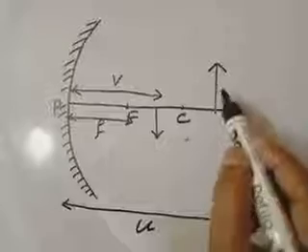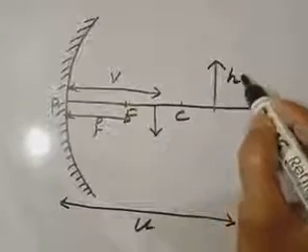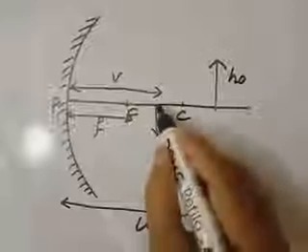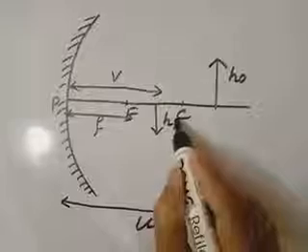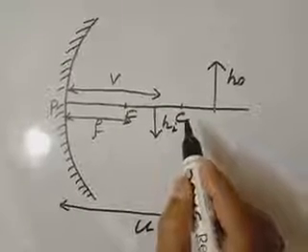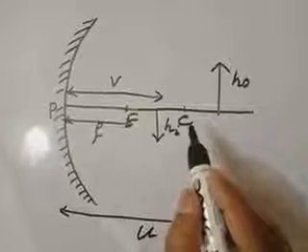This is the height of the object, and the height of the object is denoted by HO, and this is the height of the image. The height of the image is denoted by HI. Now there are 5 rules of sign convention.